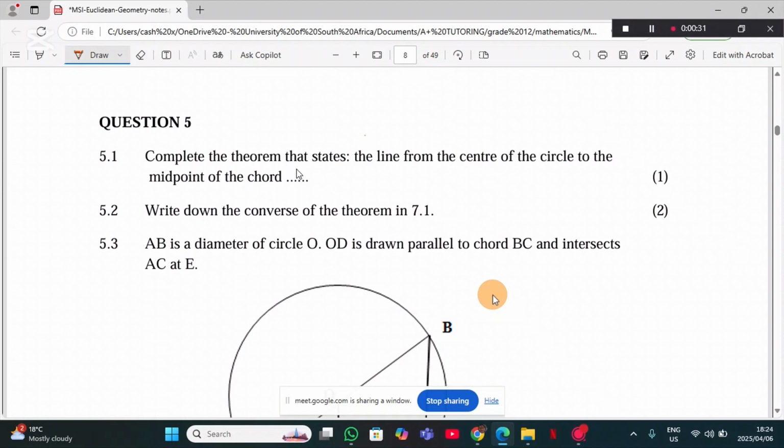Does it not bisect the chord? Yes, it bisects the chord. The line from the center, it's the radius, and then to the midpoint of a chord, it's bisecting. Since in this case they already said to the midpoint of the chord, we already told that it bisected. So we now need to say what? It's perpendicular to the chord. Because remember, if it's going to the midpoint, then it's 90 degrees. So it's perpendicular.